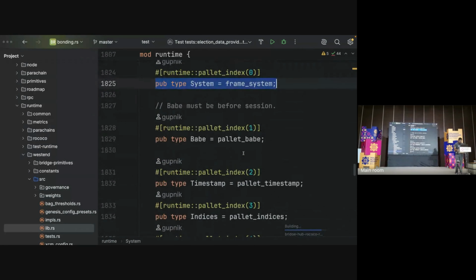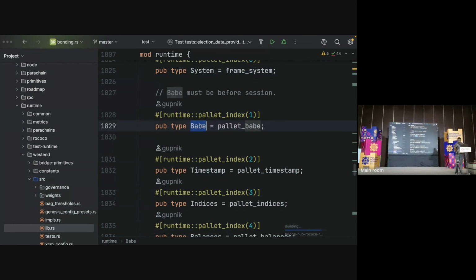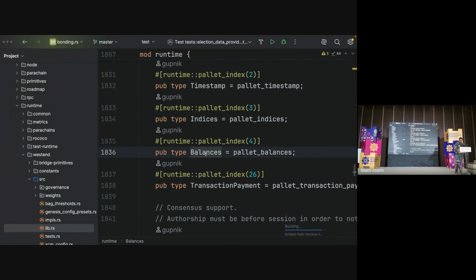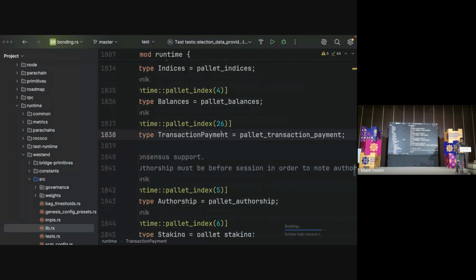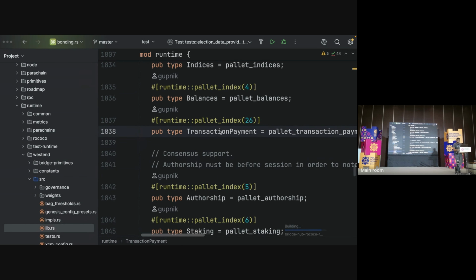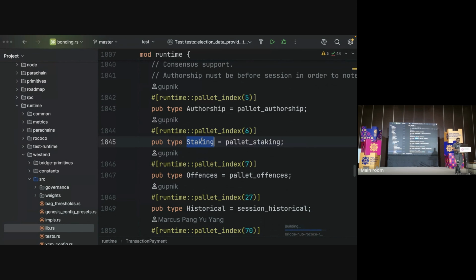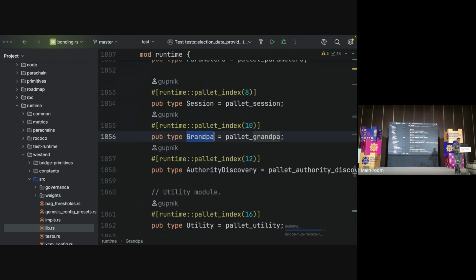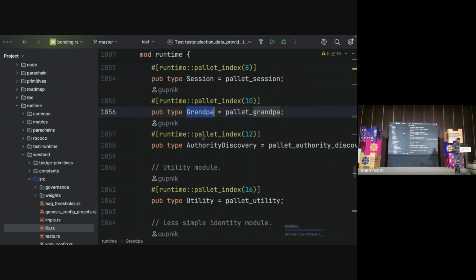Let's see what are interesting pallets. There is Babe, which is the consensus. Balances. This is probably going to be useful to understand how to manage your tokens. Transaction payment. This is the one that charges fees when you submit an extrinsic. There's staking. I will try to look over this as well. Grandpa is the finality gadget of the Westend runtime.